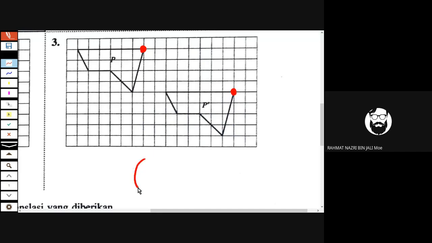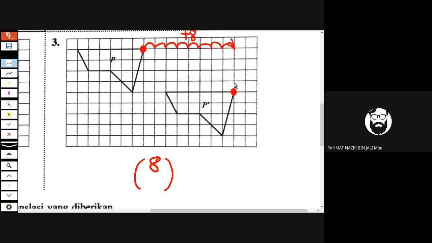Pertama sekali kita perlu pastikan pergerakan ke kanan atau ke kiri. Mestilah ke kanan sebab image berada di sebelah kanan. Jadi kita hitung petak ke kanan dahulu. 1, 2, 3, 4, 5, 6, 7, 8. Sampai sini saja, sampai sini 8. Jadi 8 ke kanan, positif 8.